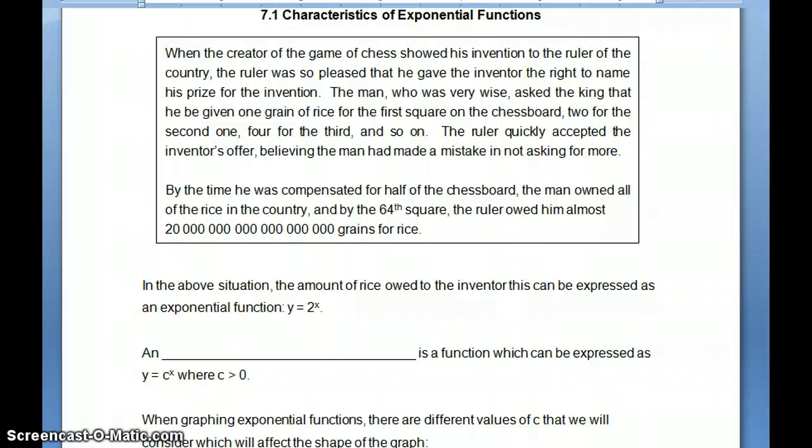Alright, so hopefully you guys had enough time to read that. It's a really interesting story about how 1 grain of rice can grow to be so big, and we actually write that as an exponential function. We can write the above situation as y is equal to 2^x. The first square had 1 grain of rice, then it moved up to 2 for the second, then 4, and then 8, and so on. So we're looking at an exponential function there.